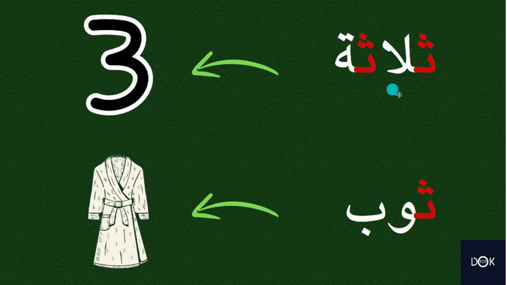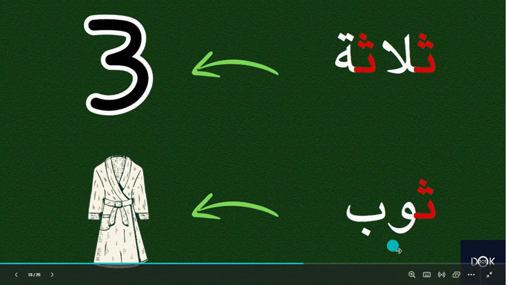Alright, so the first example for letter tha is thalatha, thalatha, which means 3. Now we see that tha here appears twice. First, it is at the beginning of the word, so it is connected to the letter next to it. And then we see that tha is in the middle of the word and it is connected to the letter after it. Thalatha, thalatha.